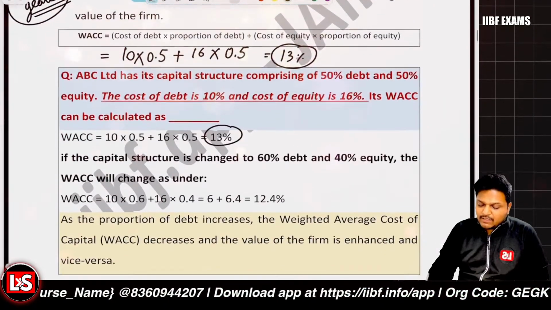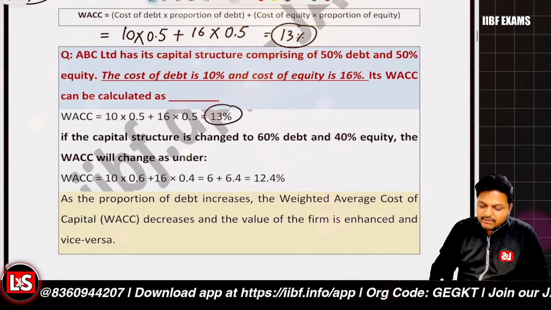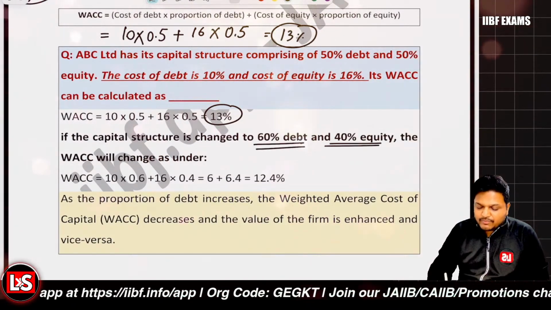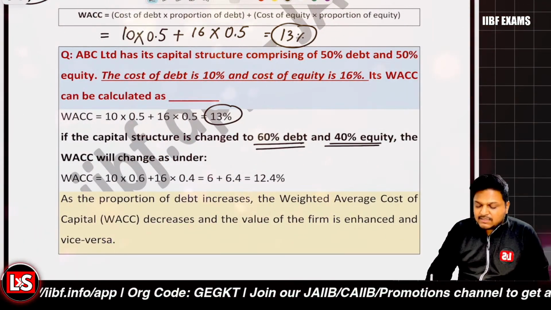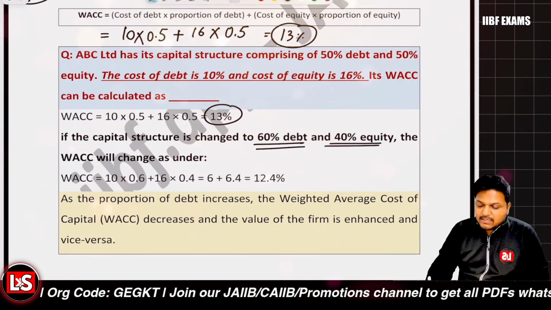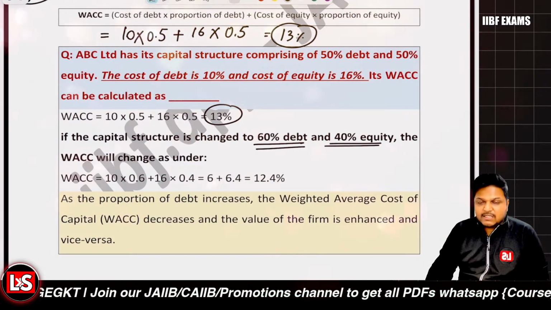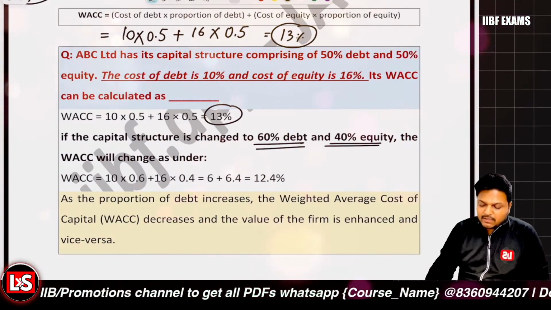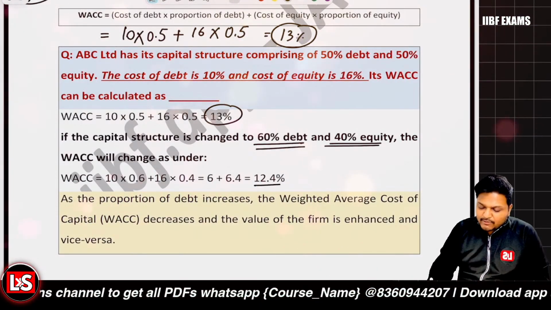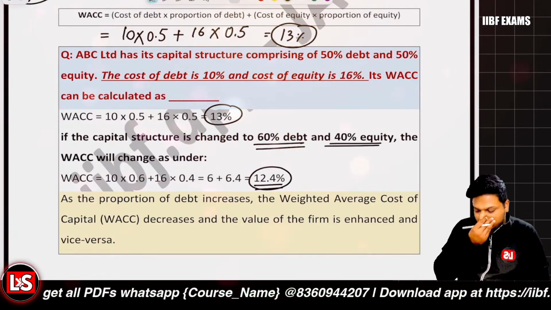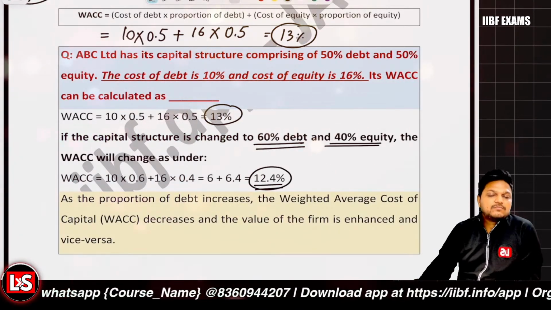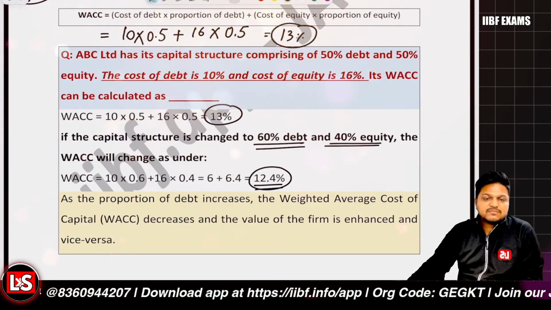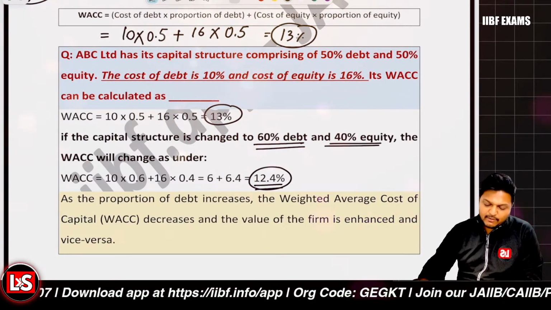Okay. Now, what if the proportion is changed? What if the capital structure is changed? 60% is the debt now and 40% is equity now. The proportion of debt was increased from 50% to 60%, and the proportion of equity decreased from 50 to 40%. Now the WACC we calculated to be 12.4%. It is now reduced. This is the net income approach by David Durand.